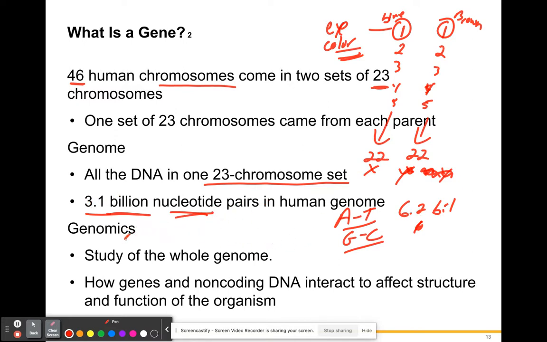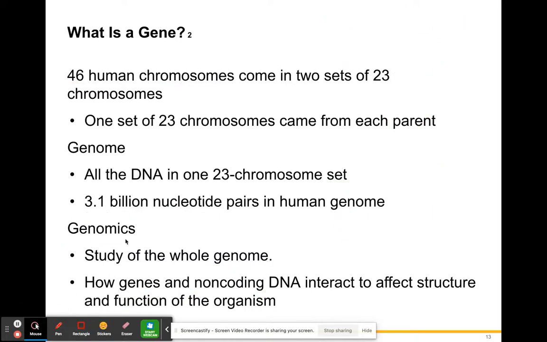The idea of genomics, or the subject of genomics, is the study of the entire human genome. Okay, how genes and non-coding DNA interact to affect the functioning of an organism. Okay, that's what genomics is. Very interesting subject.